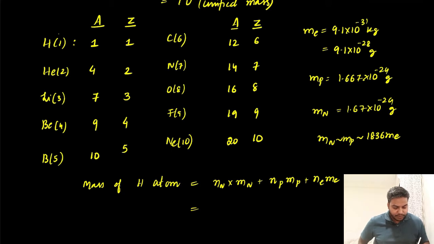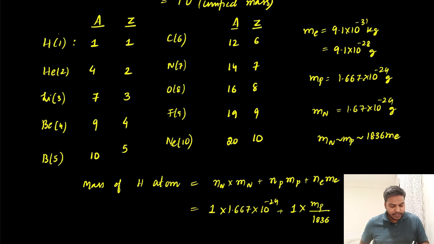From here you can see if I want to calculate for the hydrogen atom, there is no neutron here, so I don't have to worry about that. There is only one proton, so that will make it 1 into 1.667 into 10 raised to power of minus 24, plus the number of electrons is also 1, and mass of electron can be written as mass of proton by 1836. So this value is way too small, and since this value is way too small, I can ignore it. On ignoring that value, I would get 1.667 into 10 raised to minus 24 grams.